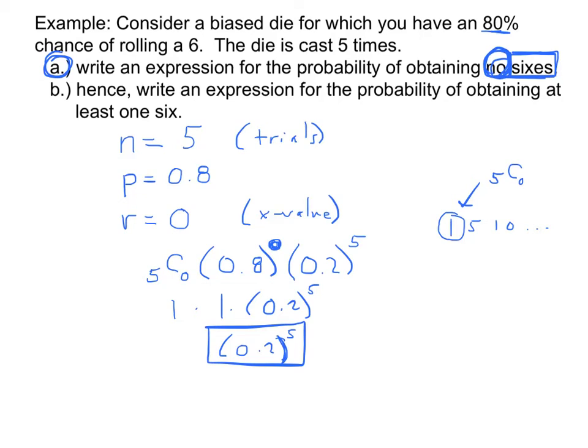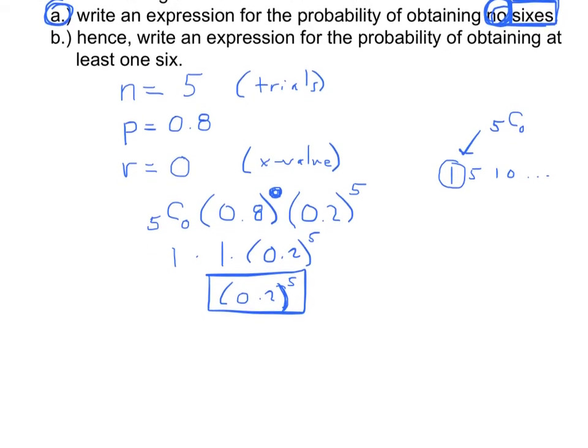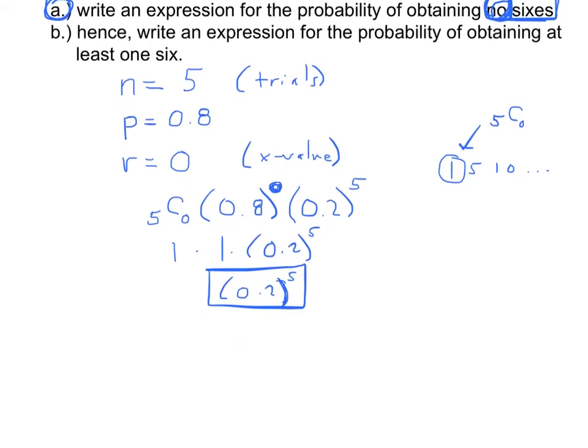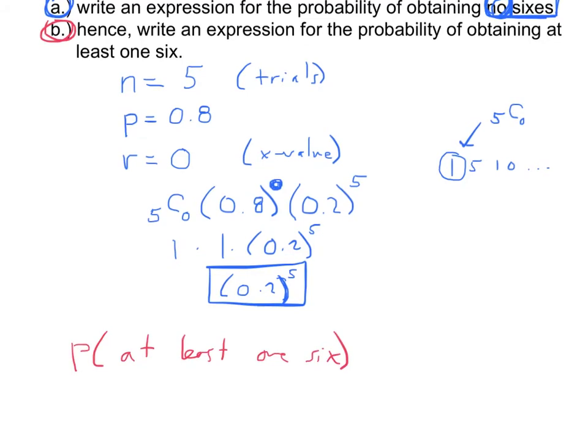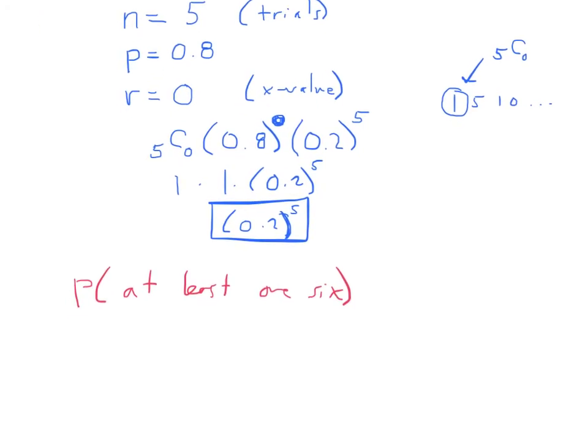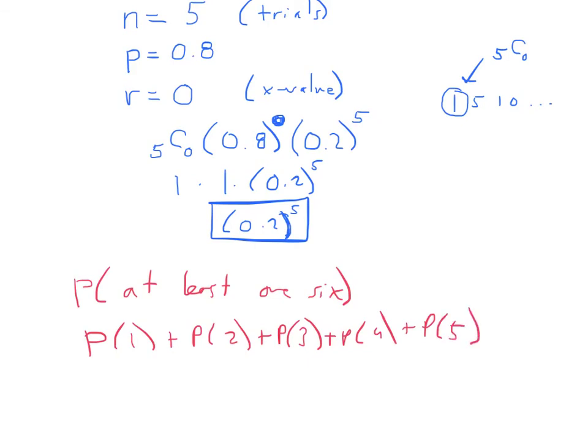Okay. Now question B. Question B is a really important question, so make sure you've got your brain turned on for this. Hence, write an expression for the probability of obtaining at least one 6. Right, so for question B, they want the probability of at least one 6. Now, what exactly does that mean? That means the probability of one 6 plus the probability of 2 6s plus the probability of 3 6s plus the probability of 4 6s plus the probability of 5 6s.